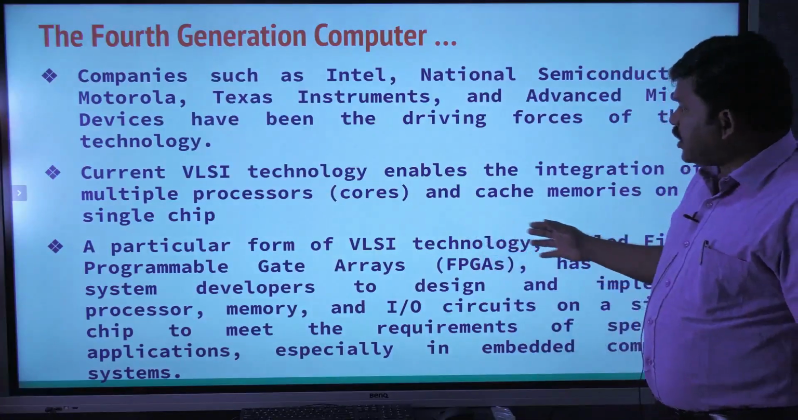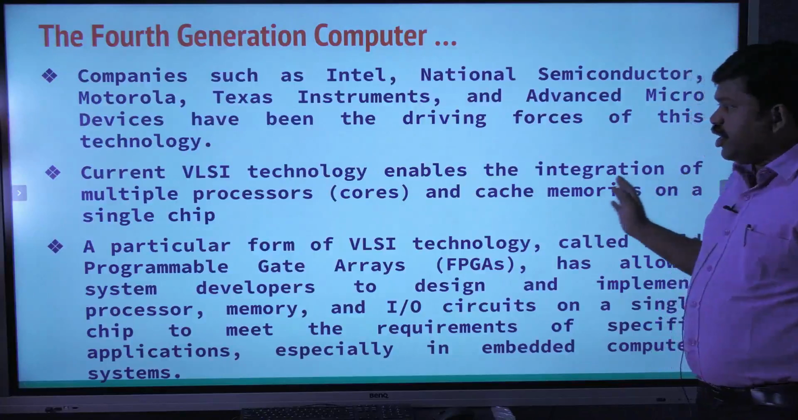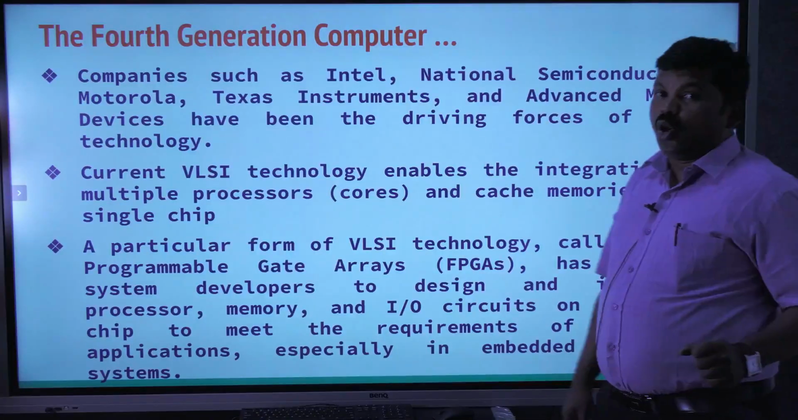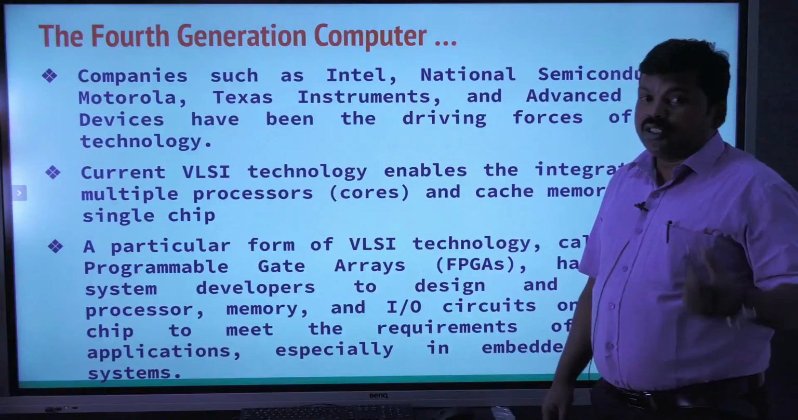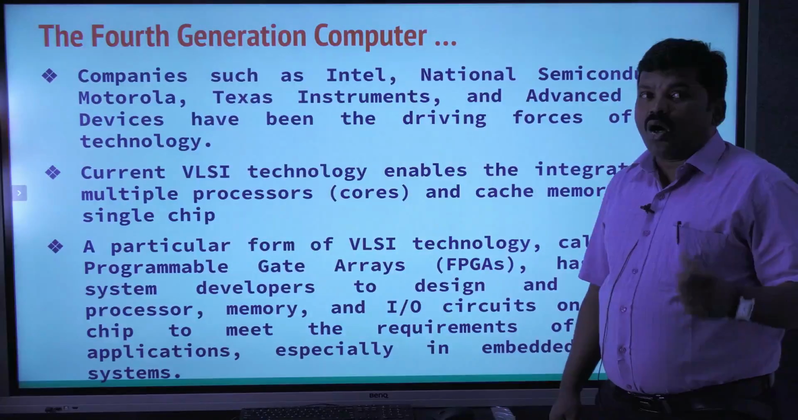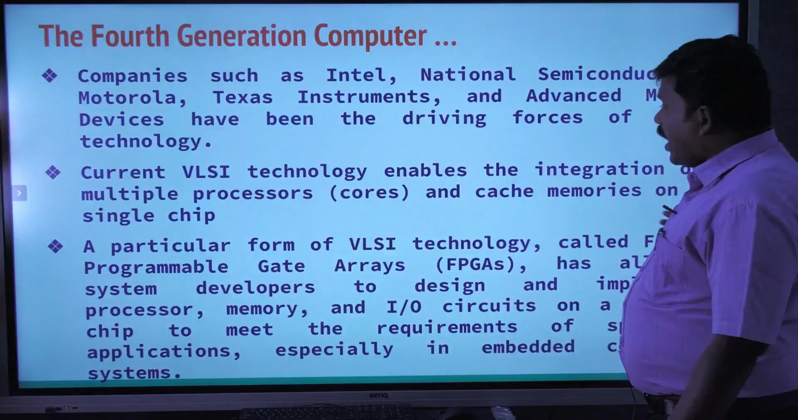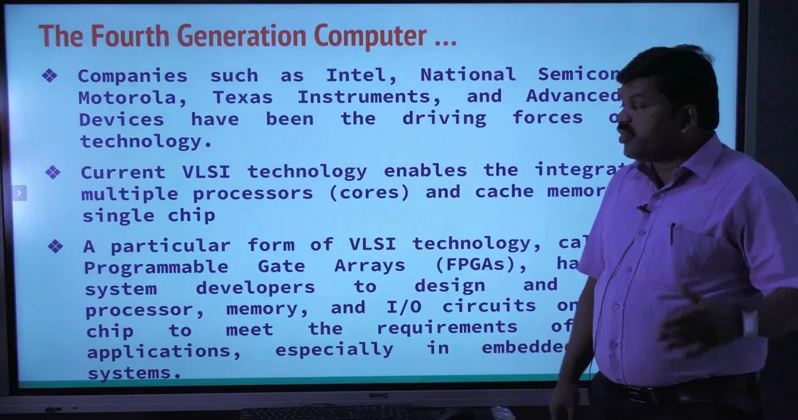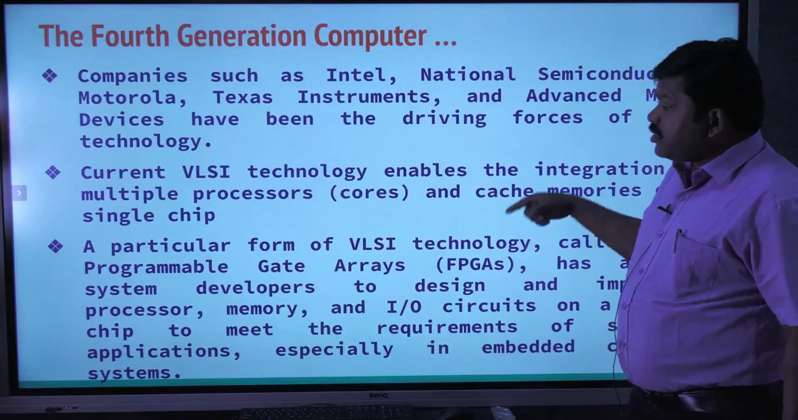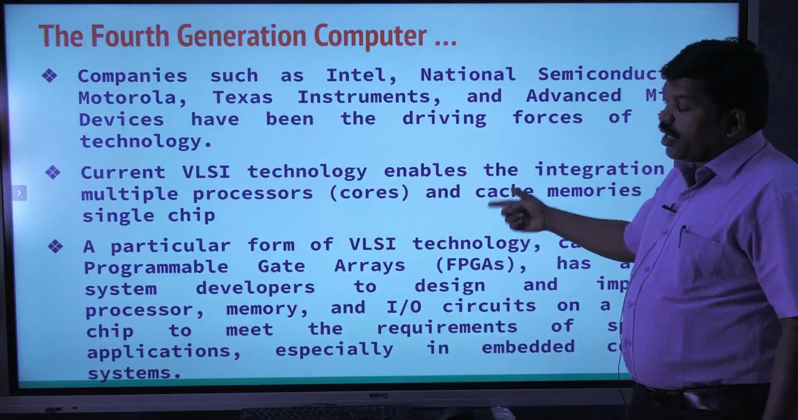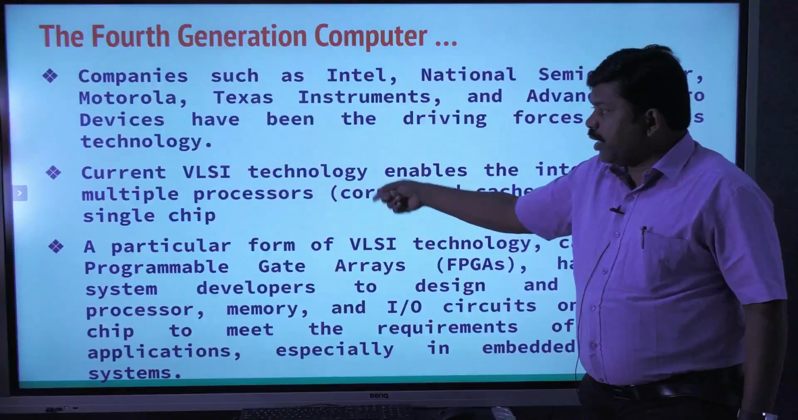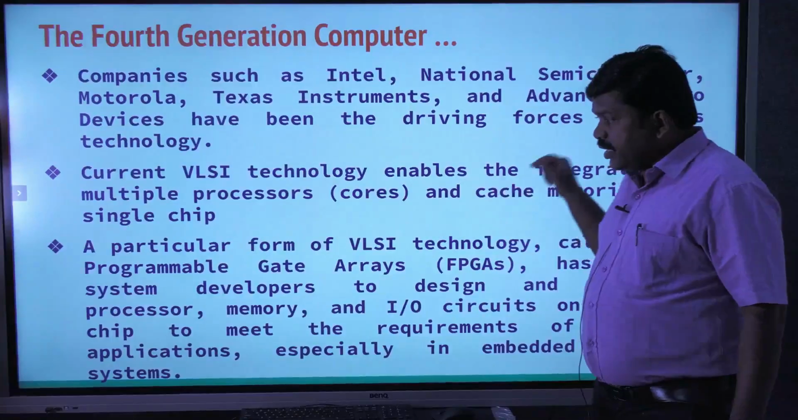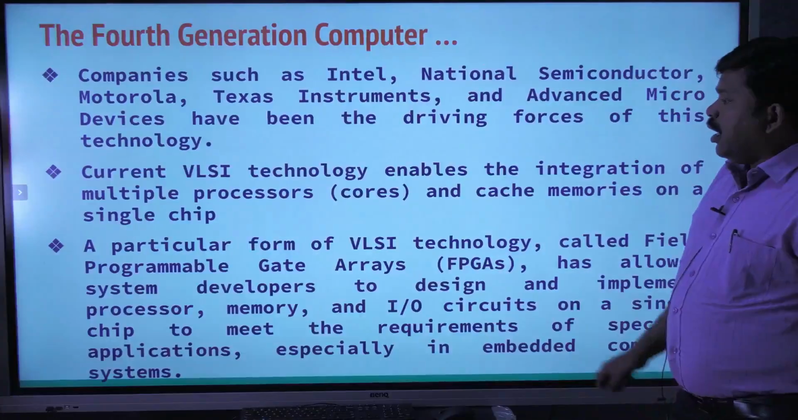The current VLSI technology enables the integration of multiple processors on a single chip also. That means Intel moved towards multiple cores on a single chip, and cache memories on a single chip, which enables further enhancement of the speed. A multi-core or multi-processor concept was introduced during that time.